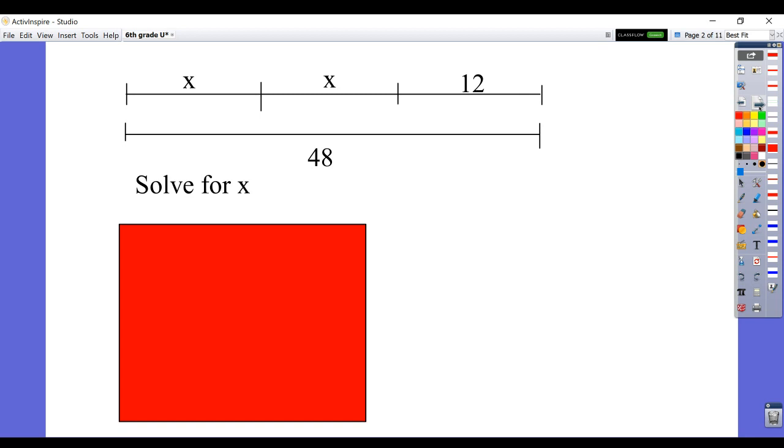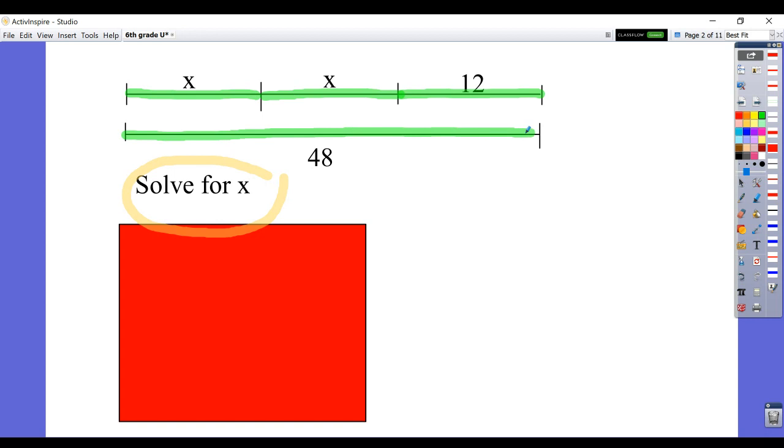The second idea for the quiz review is that we are given a length, a diagram, and we're asked to solve for x. So what we can see is that on this length, we have x plus the same value of x, otherwise we would not use the same variable. So x plus x again, plus 12 has to equal a total length of 48.